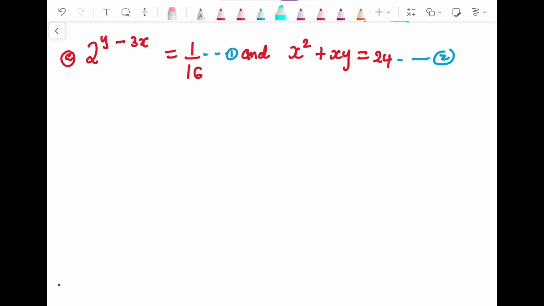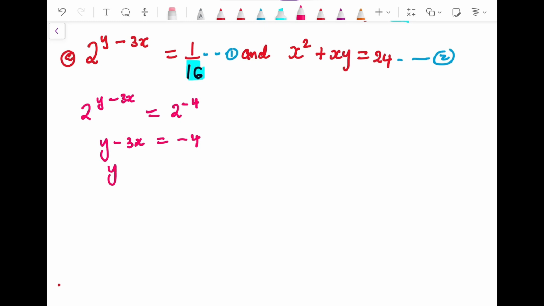First thing first, we need to change this 16. 16 can be written as 2 to the exponent 4. But because we have 1 over 16, it will be 2 to the exponent y minus 3x is equal to 2 to the exponent, because of this 1 over, it will be negative 4. Now from here, we have the same bases. Therefore, exponents will be equal. So y minus 3x is equal to negative 4.